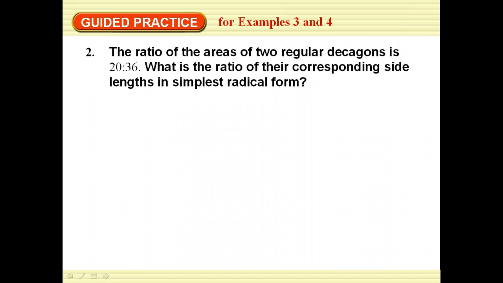Here's the one for you to try. What you come up with is the square root of 5 over 3. Now, how did we get that? The ratio of the areas is 20 to 36. We need to take out our common factor, which in this case is 4. This gives me 5 over 9. But remember, that's a squared over b squared. So I must square root both of them to get a over b, so I get the square root of 5 over 3.